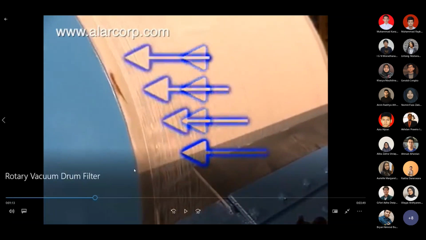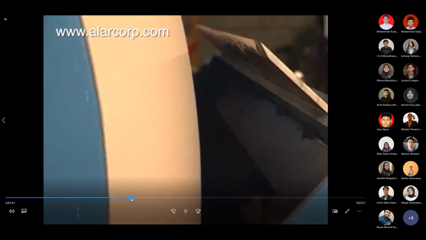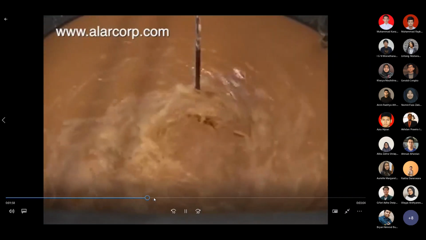So that's the knife where the cake is being removed from the filtration. Vacuum draws the DE filter media onto the cloth, to prevent any accumulation of the cake. This pre-coat operation takes about 15 minutes.